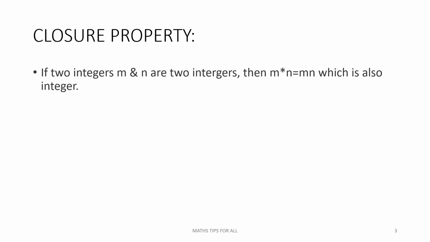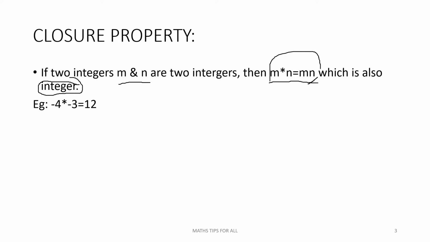Firstly, let's learn about the closure property. When m and n are two integers, then it needs to satisfy that m into n is equal to mn. So when you perform this formula, you must always get an integer.